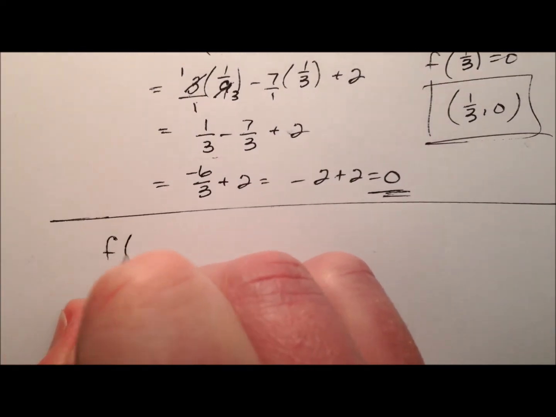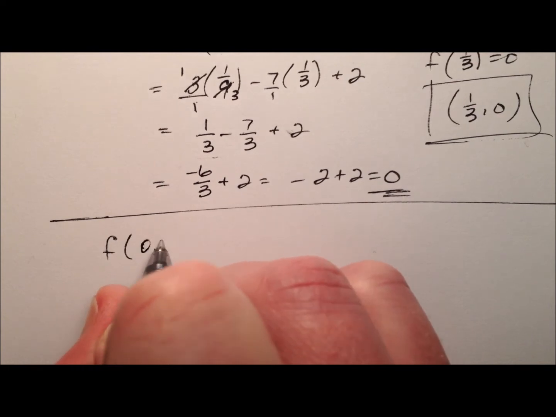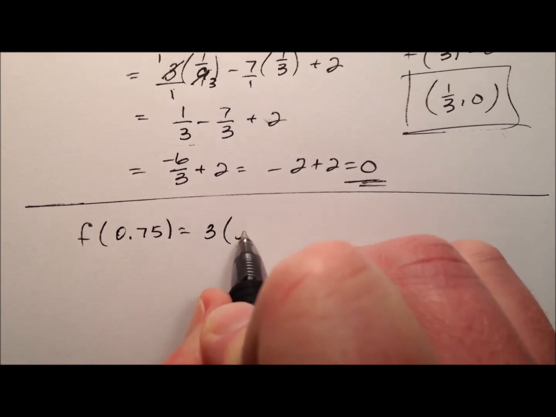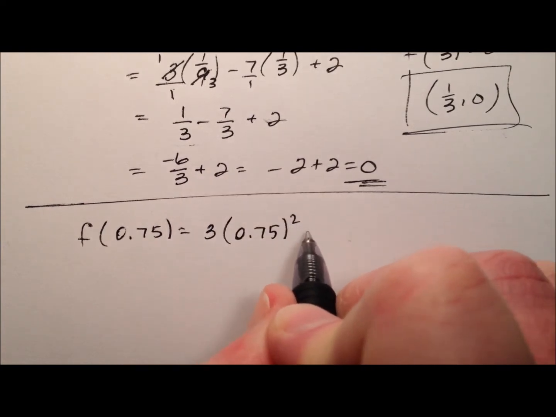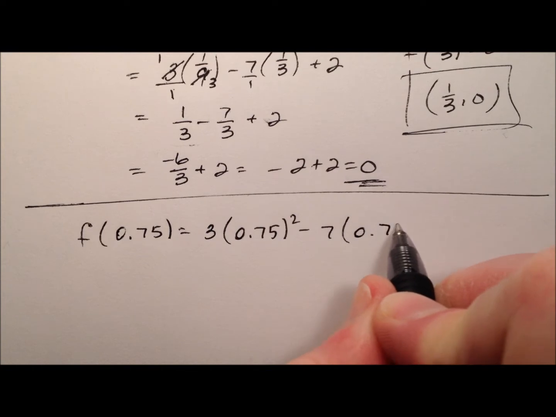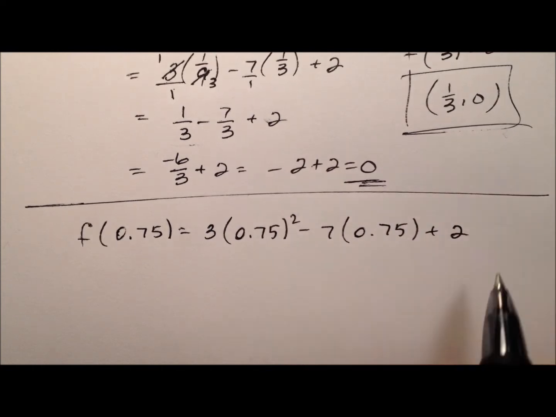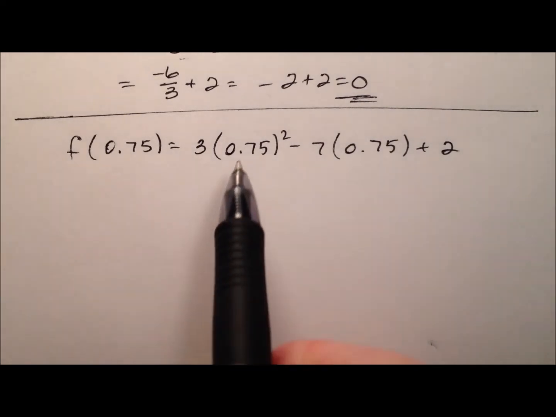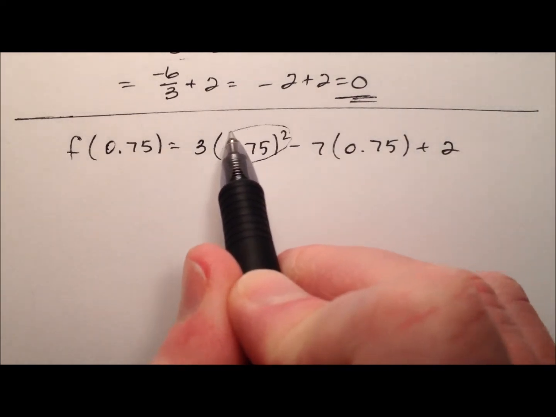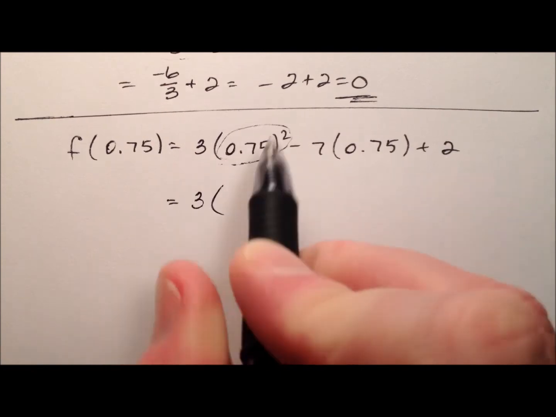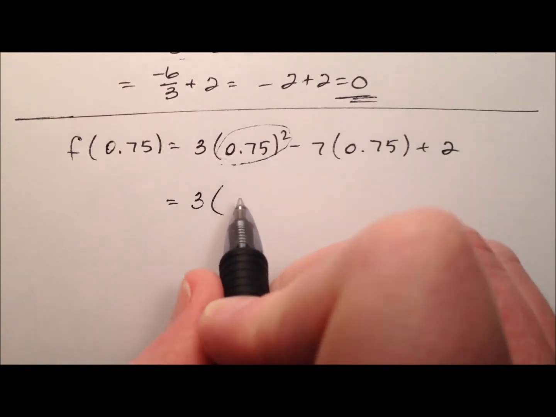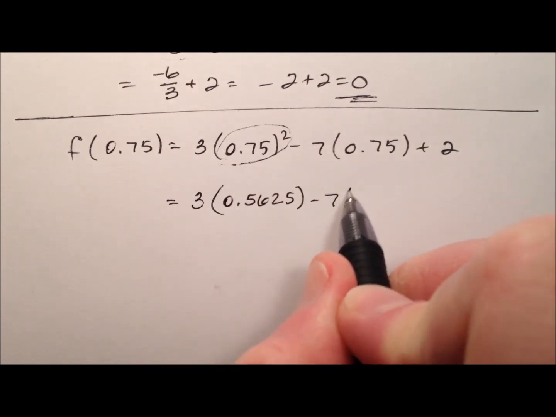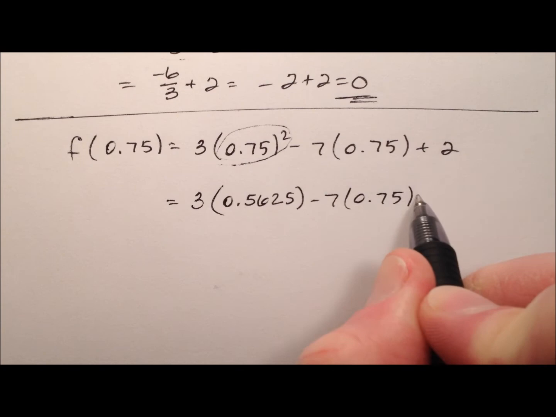So we're going to go ahead and rewrite this function, and we'll plug this 0.75 in there. So 3 times 0.75 squared minus 7 times 0.75, and then plus 2. Okay, so let's go ahead and see what this looks like. So we'll start by doing the squared once again, and so we have 3 times this 0.75 squared, and that'll be, let's see, 0.5625, and we'll just bring the rest of this stuff down.